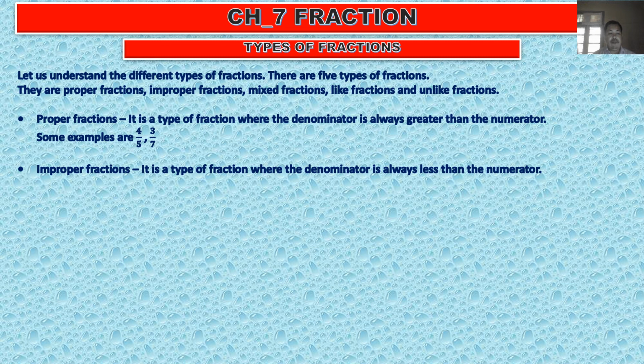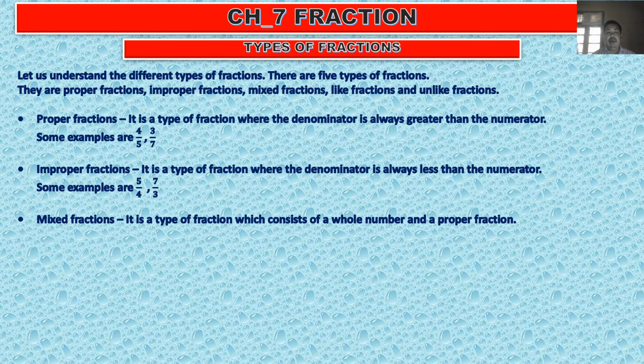And next we have improper fraction. In the improper fractions, it is a type of fraction where the denominator is always less than the numerator. Once again, the denominator is greater in the proper. Now here in the improper fraction, the denominator is always less than the numerator, and some examples are 5 by 4 and 7 by 3. We can see here that 4 is less than 5, and 3 is less than 7. That means 4 and 3 are the denominators, and they are less than their numerators.